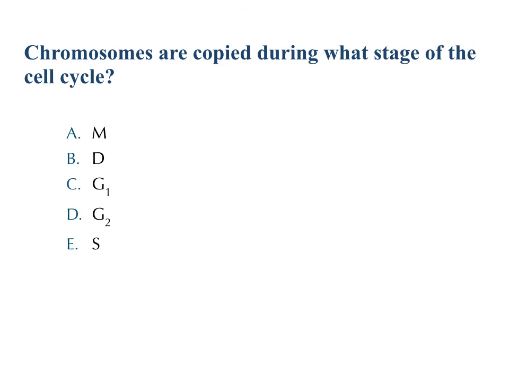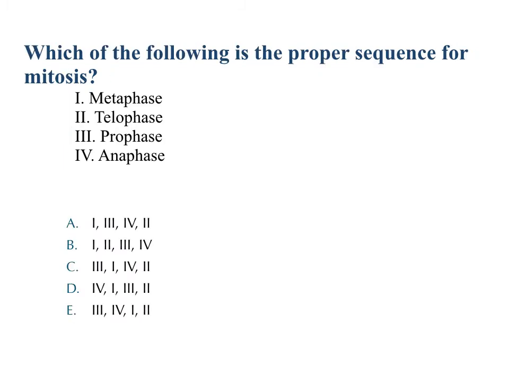During what stage of the cell cycle are the chromosomes copied? M, D, gap 1, gap 2, or S? And of course, the chromosomes are copied during the synthesis phase. Which of the following is the proper sequence for mitosis? We have metaphase, telophase, prophase, and anaphase, and we have to put it in the proper order. And remember, I gave you a mnemonic device for that. The mnemonic device is PMAT. So PMAT is prophase, metaphase, anaphase, and telophase. So that is the answer C.